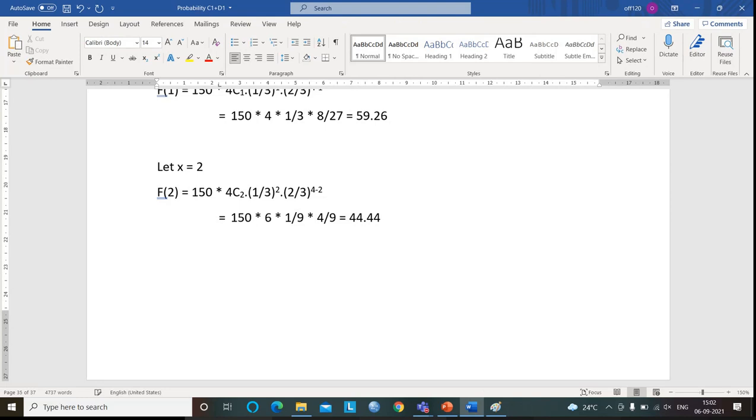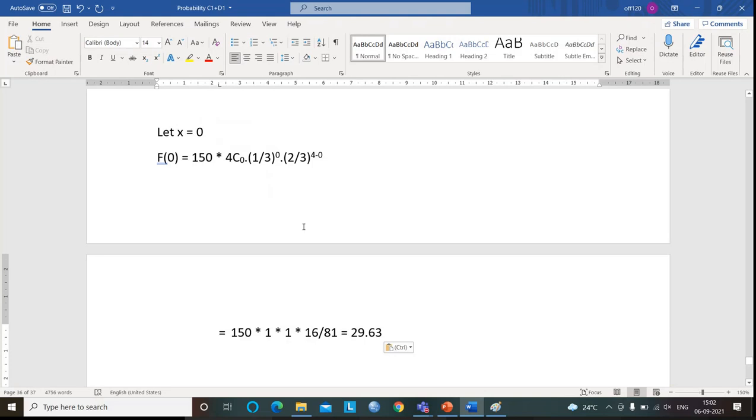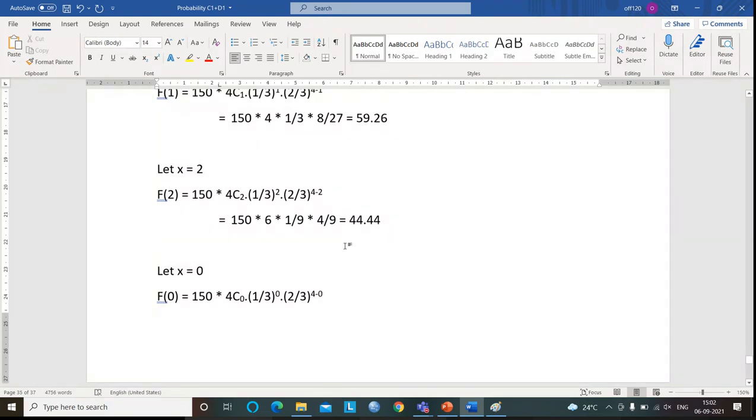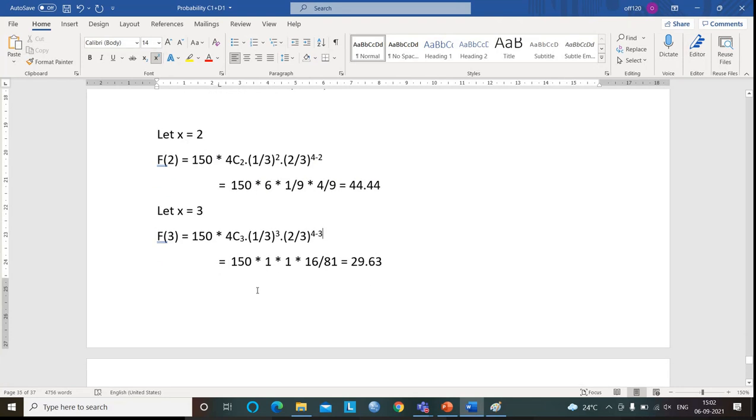44.44. We have only two values to be substituted more. That is, next, x is equal to 3. That means simply substitute 3 in place of these zeros. Then what do we get?